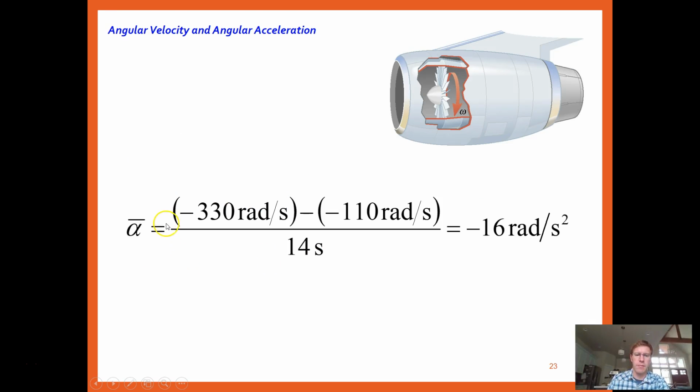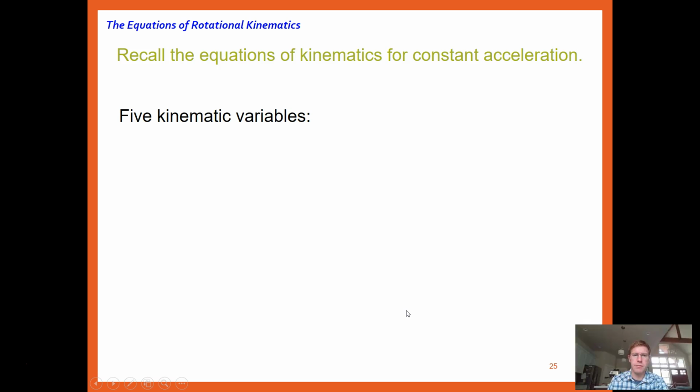Do the math. Final minus initial, which is negative, right? So negative and a negative, you end up adding. So you have -220 radians per second divided by 14 seconds, and you get approximately -16 radians per second squared. So both of these examples are on the simpler side. I'll have some more complicated sample problems in separate videos, just like we've done in past chapters.